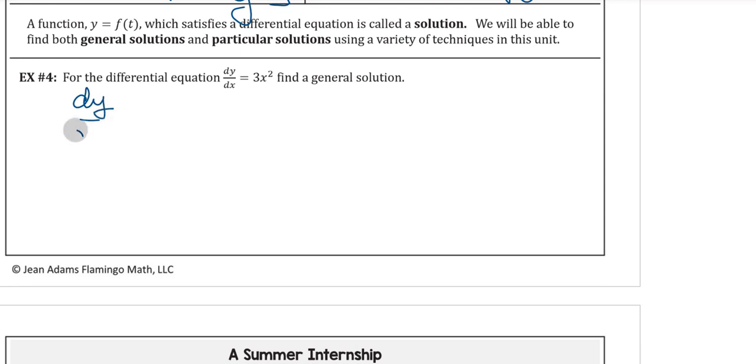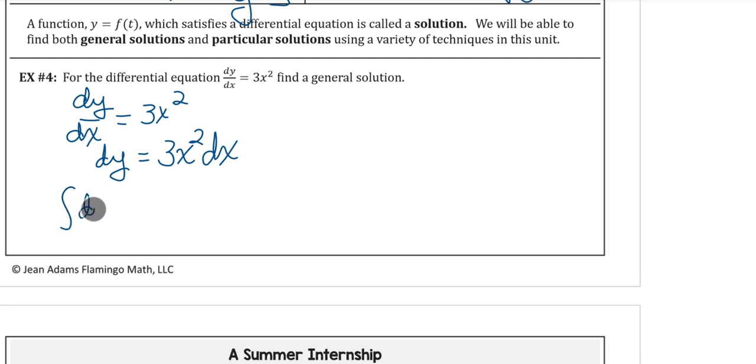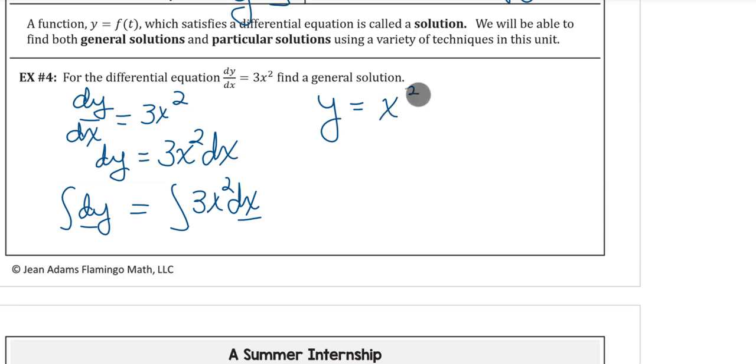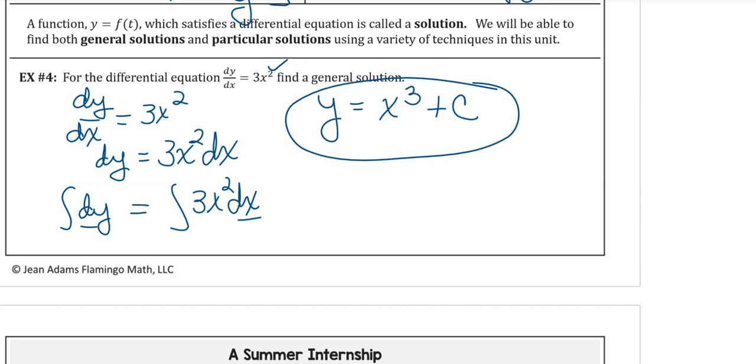So we write dy over dx is equal to 3x squared. I'm going to rewrite this: dy is going to equal 3x squared dx. Now I have two differentials, so I'm going to integrate both. I'm going to integrate dy, and I'm going to integrate 3x squared dx. The first one is being integrated with respect to y on the left-hand side, so I get y equals. On the right-hand side, I'm integrating with respect to x, so that's going to become x to the third plus c. So there is a general solution to that particular differential equation.